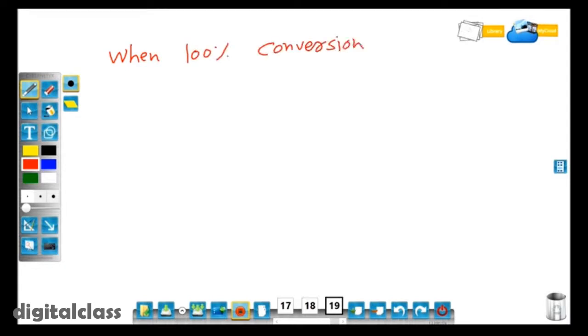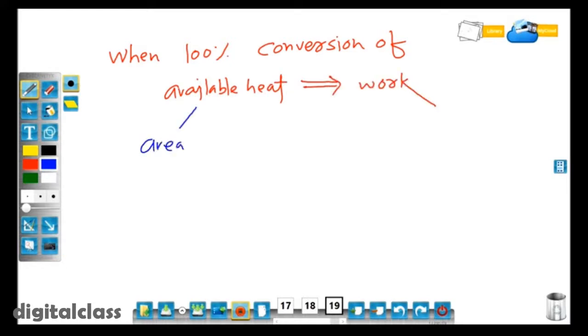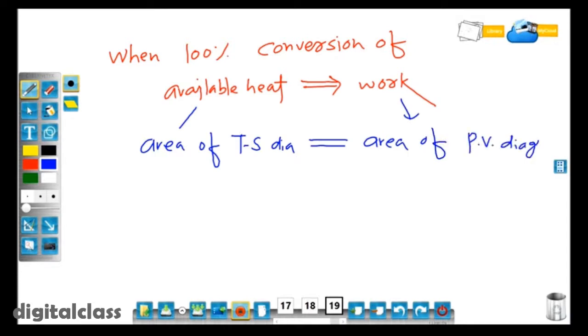When 100% conversion of heat into work is done, means the available heat is the area under the TS diagram, and work is nothing but the area under the PV diagram. So when the available heat is equal to the work obtained, then we can equate the area under the TS and PV diagrams. So this will be helpful to understand the Carnot cycle.